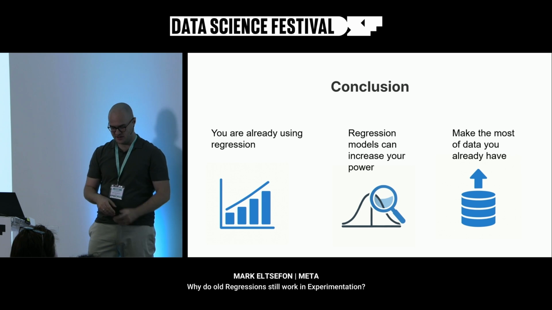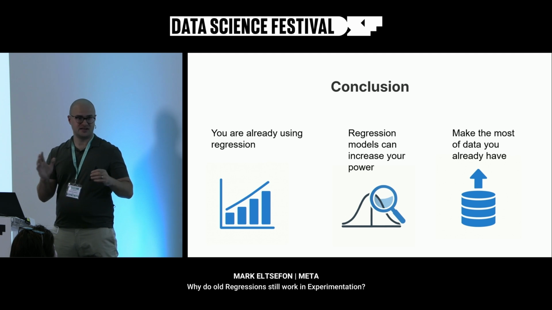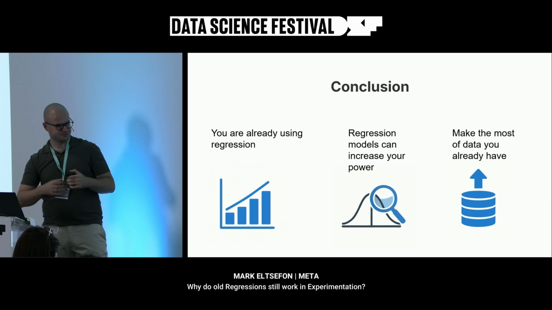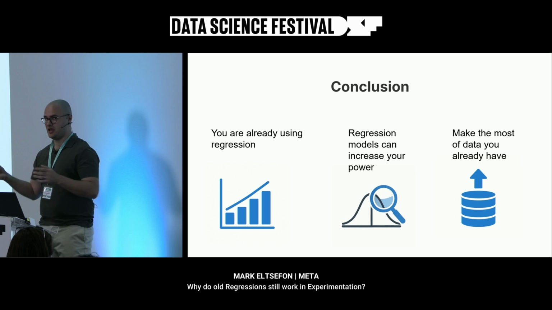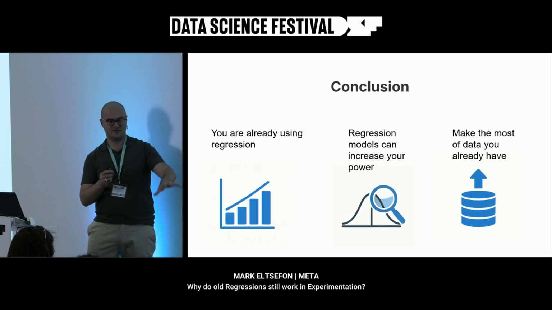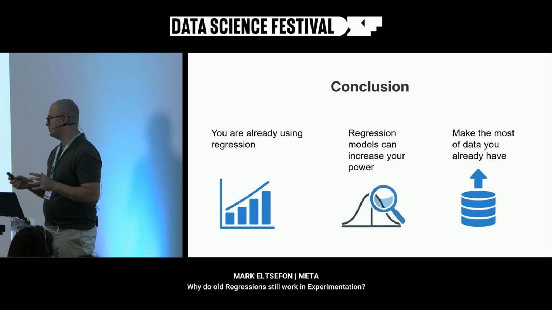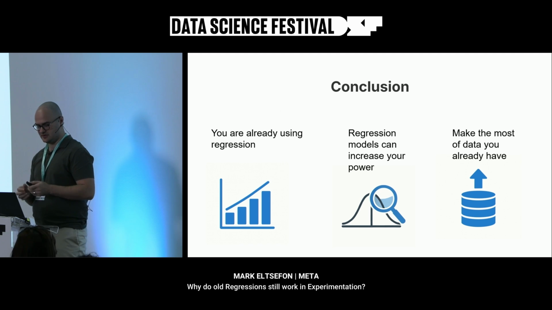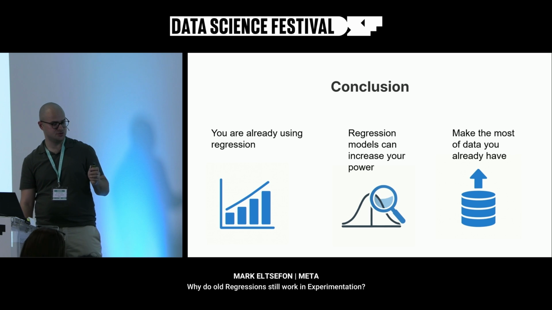And the last one: make the most of the data you already have. I see the tendency that we create new models, some complicated systems, agent-based models, but we forget that we have a lot of data, and sometimes we don't use it at full capacity, but we should. So data is definitely our powder when it comes to experimentation.